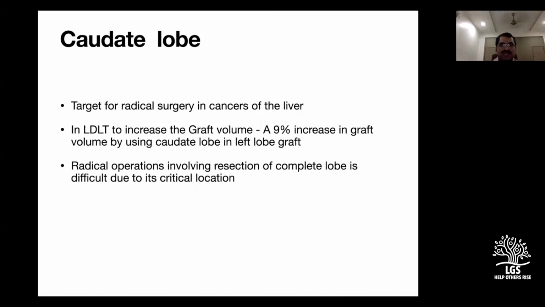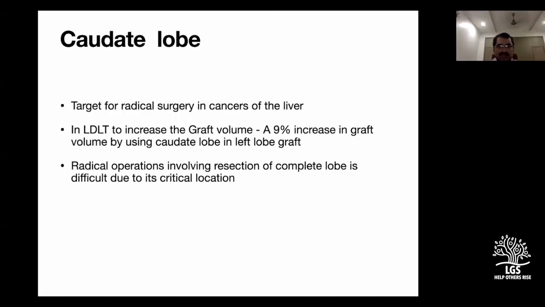The last part of my talk is on caudate lobe. Caudate lobe is a very important structure as far as liver surgery is concerned. It's actually the target for radical surgery in cancers of liver, especially in patients with hilar cholangiocarcinoma. In living donor liver transplantation, nowadays people are using caudate lobe to increase the graft volume. At least 9% increase can be gained by using caudate lobe.